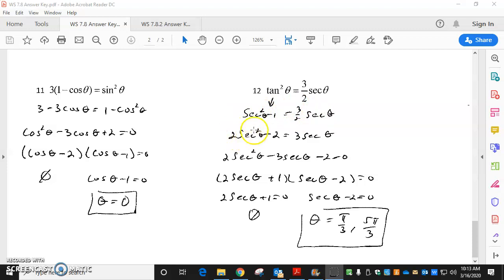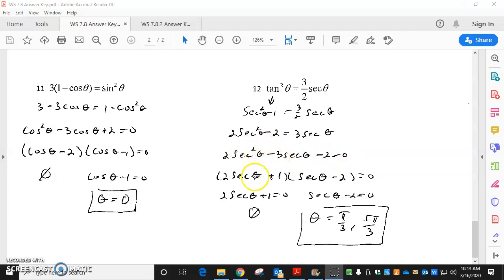So now I have 2 secant squared. I now have a minus 2 instead of a minus 1. And now I have 3 secant theta. I moved everything to one side. This is an equals. That did not scan very well. That's equals 0. I've got everything on one side. I then factored, and then I solved these two problems.